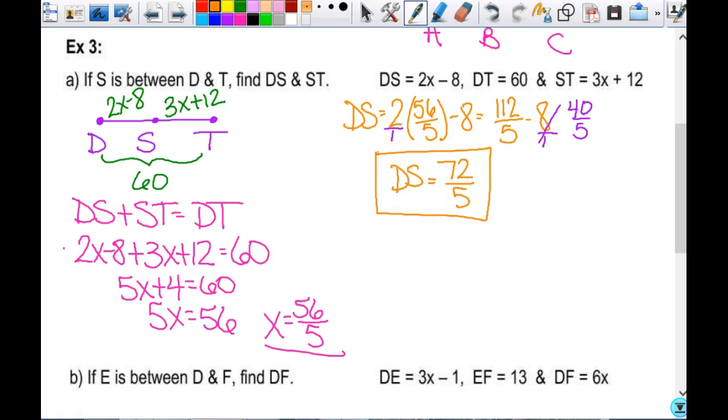Any questions about that? Okay, so now I have to find st. I have two options. I can substitute it in, or I could take 60 and subtract the length of ds, and then I could get st. Would you agree with that?